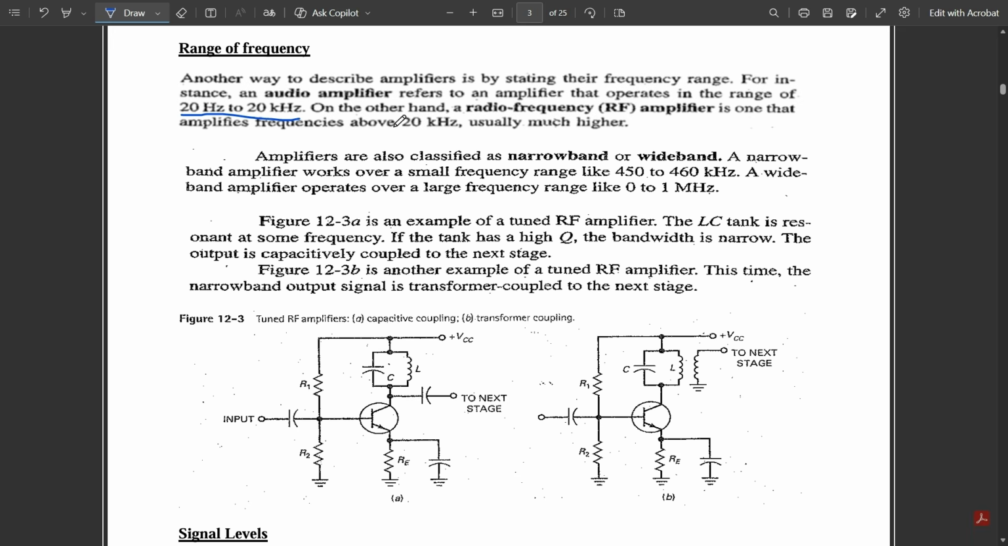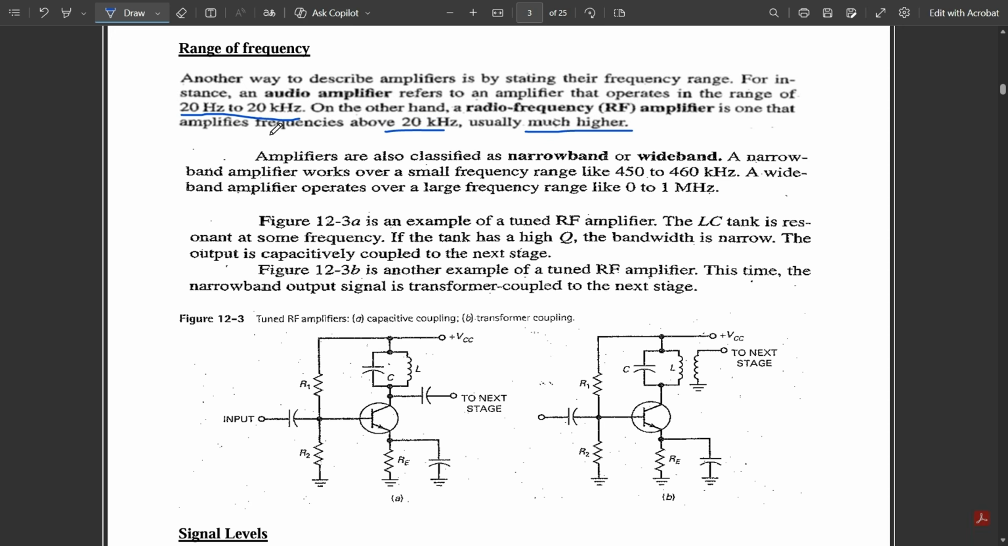Okay, on the other hand, a radio frequency, that is RF, amplifier is one that amplifies above 20 kilohertz, which is usually much higher. So this is the fixed range. Now if it crosses the range, then it would be part of the radio frequency amplifier, where it would be asking for a larger, or more accurate, number of frequencies.